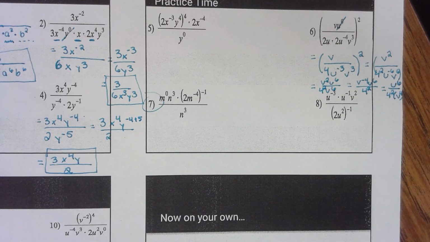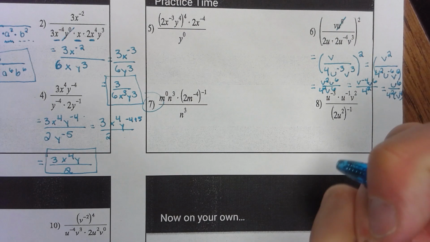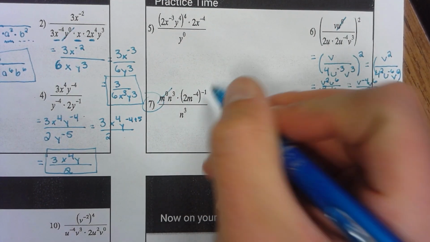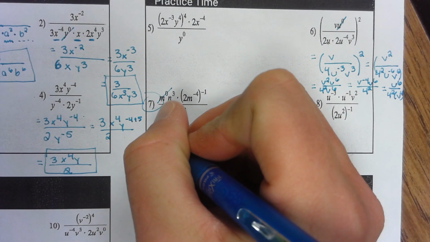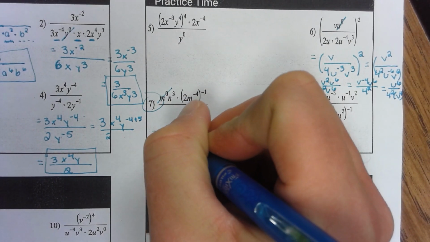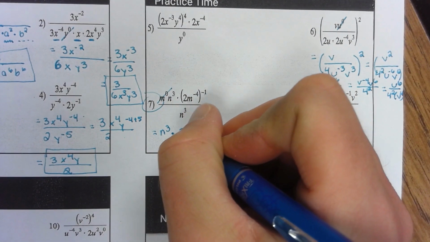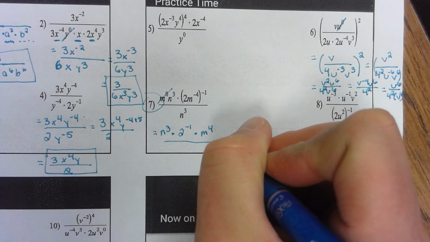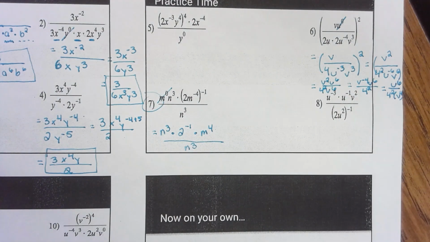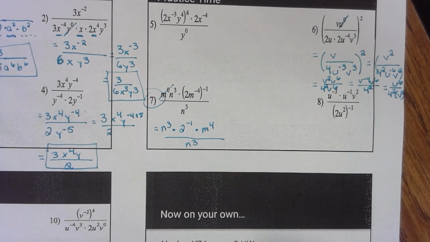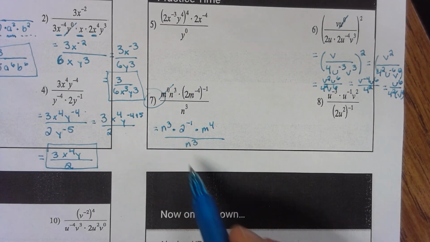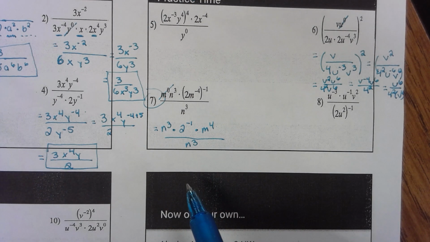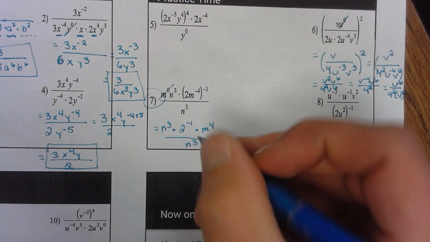All right, so 7. First thing I notice, I have m to the power of 0. I'm going to cross that off. In my numerator, I'm going to distribute this negative 1, so I get n cubed times 2 to the power of negative 1, and then times m to the power of 4, all of which being divided by n cubed. Then if I subtract these exponents on the n's, 3 minus 3 is 0, giving me n to the power of 0, that's just 1.